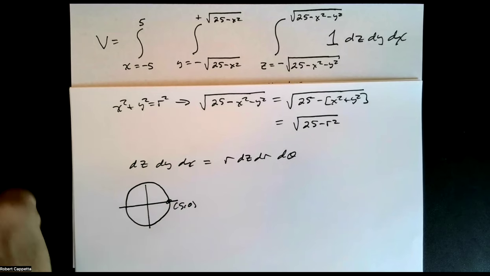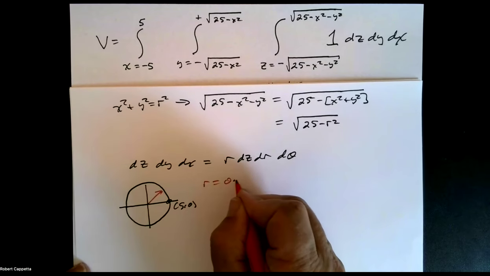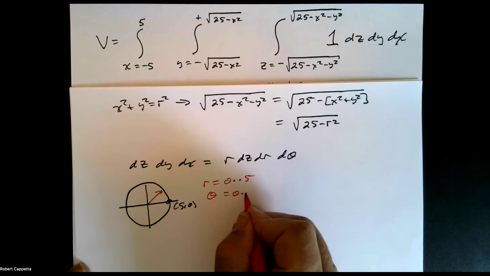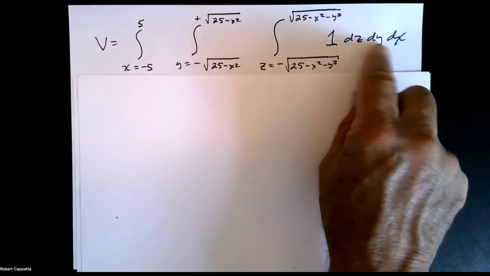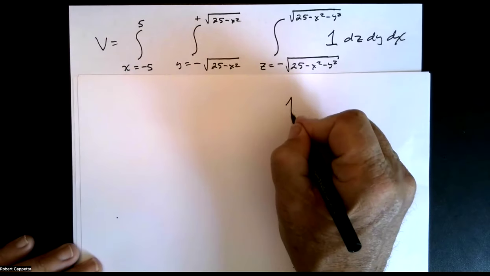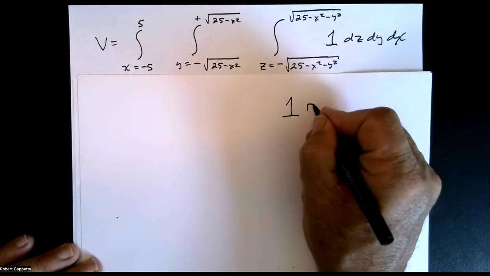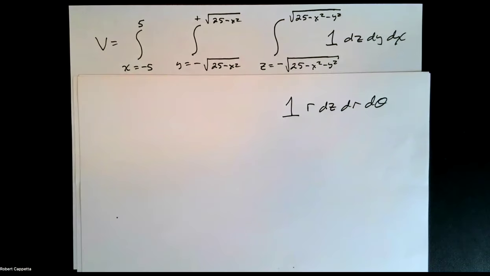So if that's the case, what does r range from? What does theta range from? R goes from 0 to 5, and theta goes all the way around, so theta would go from 0 to 2 pi. So we should be able to make our substitution, so let's try it. So starting with this part, what are we going to say? dz dy dx is going to be 1 r dr d theta with a dz.